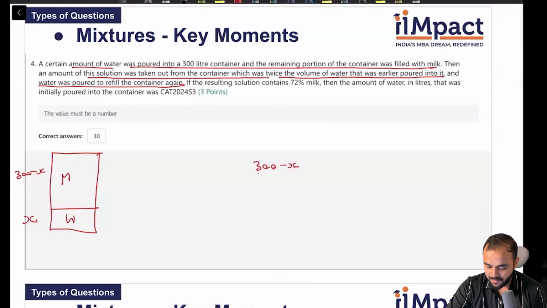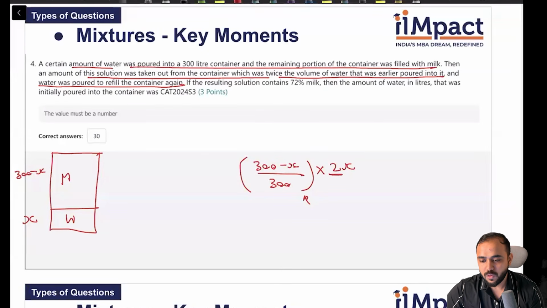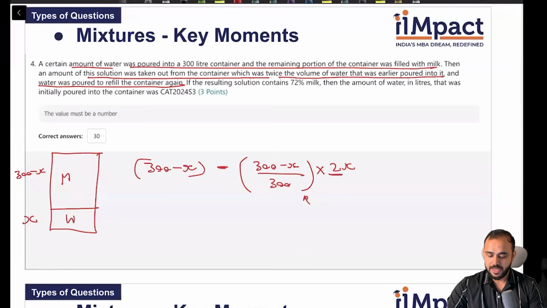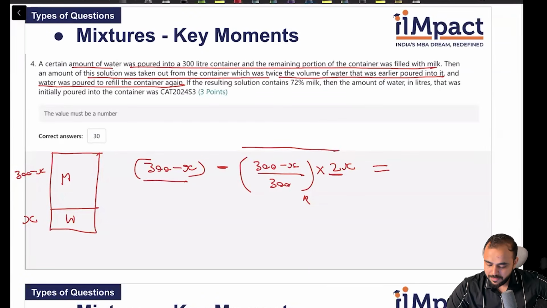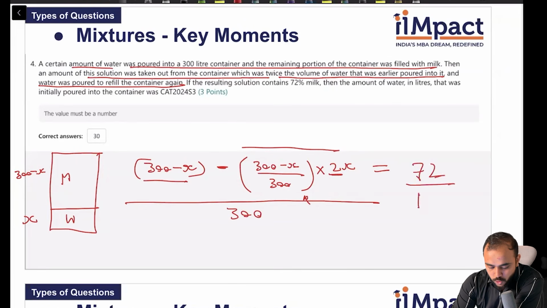300 minus x divided by 300, which is the proportion of milk in this container, into proportion is going to be what? A ratio, a percentage. How much percentage of what? 2x, because you remove 2x amount. This much milk has been removed, which means how much milk is remaining? 300 minus x minus this. Initial was this much, this is removed, which will give you your final milk remaining, which is your numerator. Your denominator is going to be 300 only, because the rest is supplied with water, so the container is filled back to the top. This is given to you as 72 by 100.